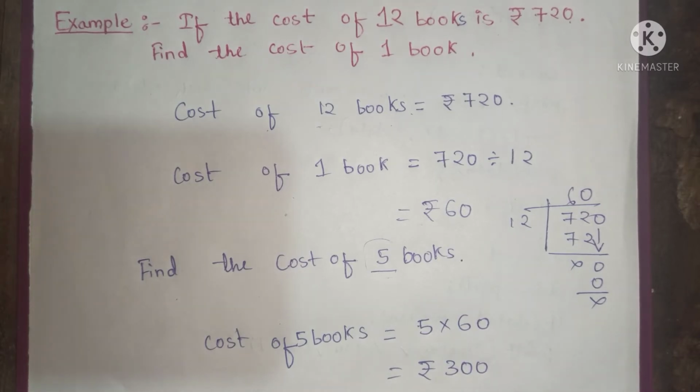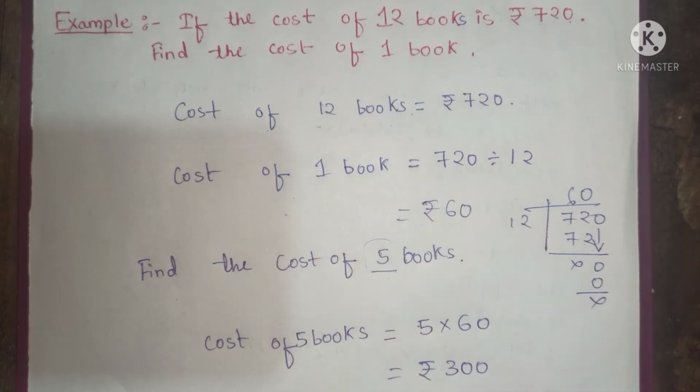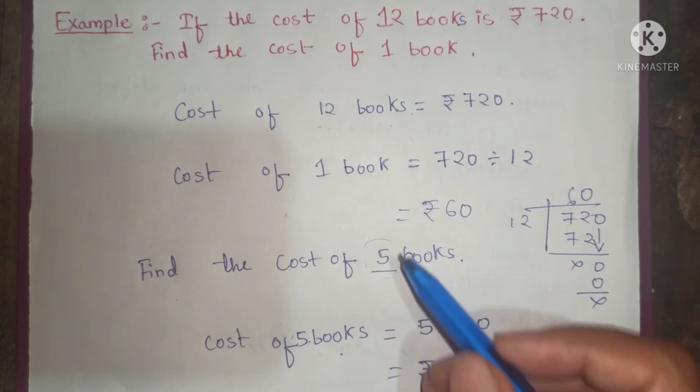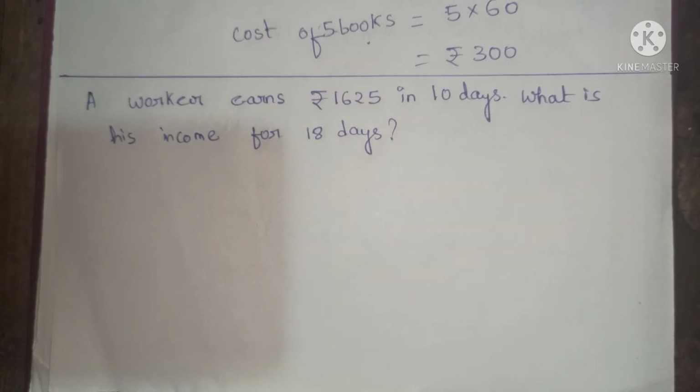So this is the unitary method, children. When we are given about many books but we have to find a different number of books, we first need to find the cost of one book. Then only we can find the cost of 5 books or 6 books or any other number. Okay, let us take one more example.